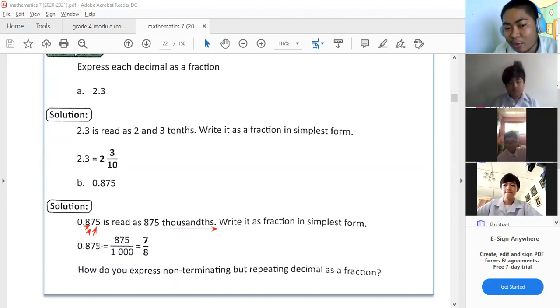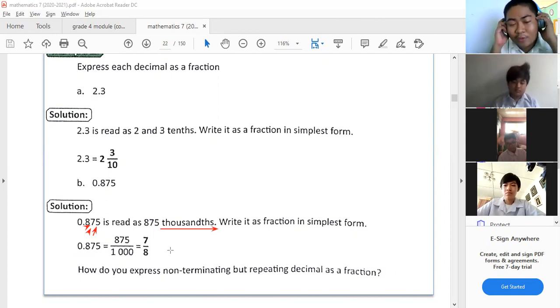So, pag nakuha mo na tong fraction niya, you need to simplify. So, 875 and 1,000, that would be 7 all over 8. So, you can use your calculators to finalize it. But then if you know how to simplify, you can use your mental or you can write it down.